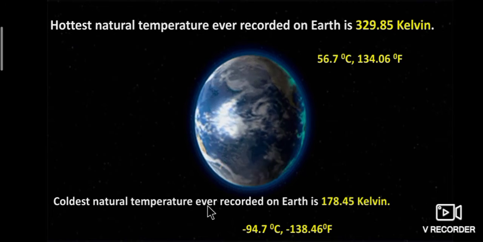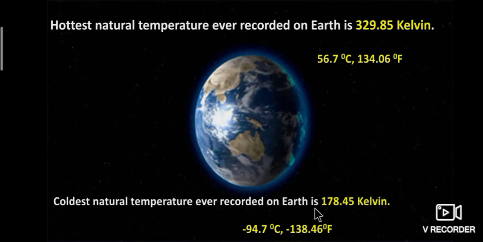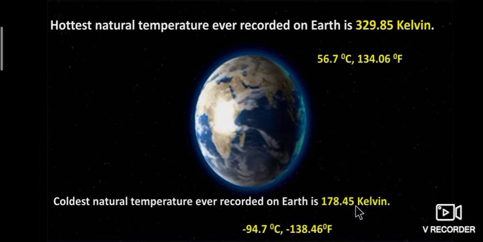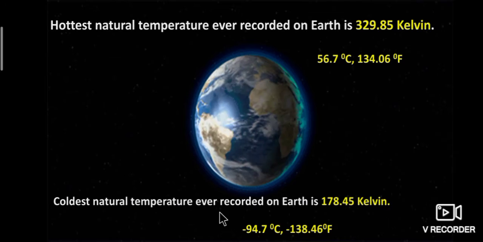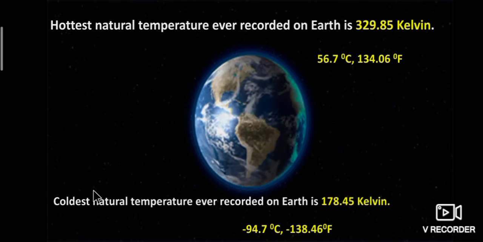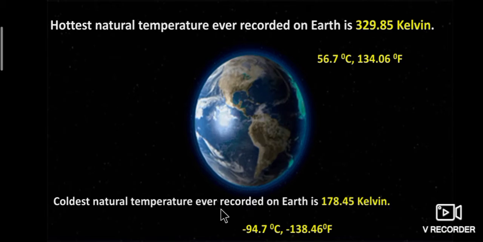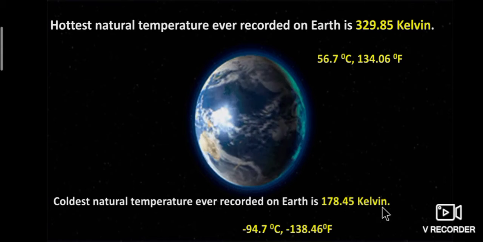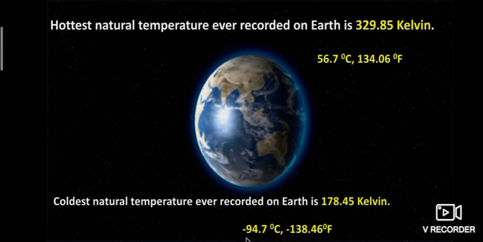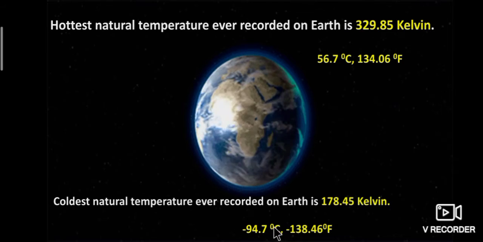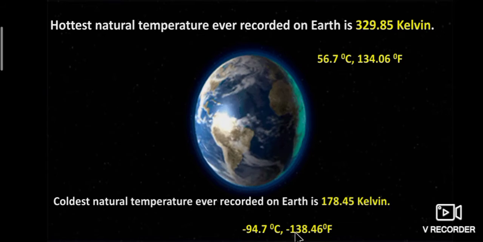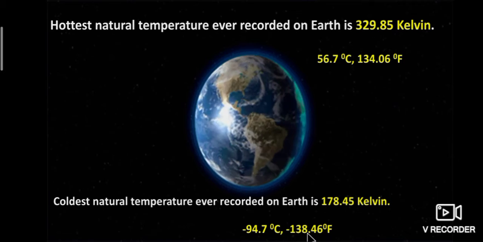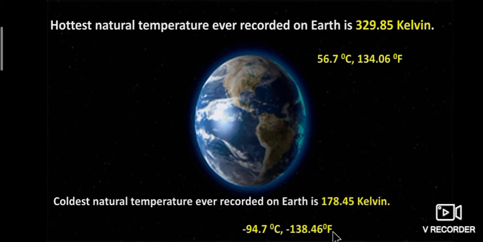The coldest natural temperature ever recorded on Earth is 178.45 Kelvin. Listen carefully, students. In Celsius, minus 94.7 degrees Celsius. In Fahrenheit, minus 138.46 degrees Fahrenheit.